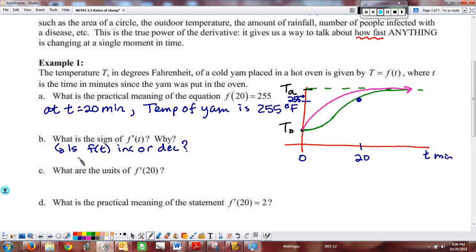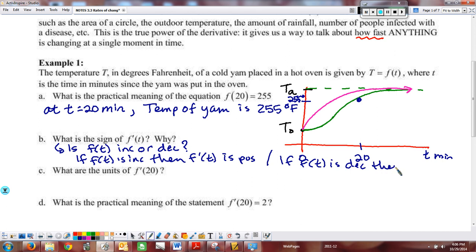We know that if your function f of t is increasing, then the derivative f prime of t is positive. Right? And we know that if your original function, your quantity function f of t, is decreasing, then your derivative, your slope of your tangent lines, f prime of t, is negative. So that's the background to the question.